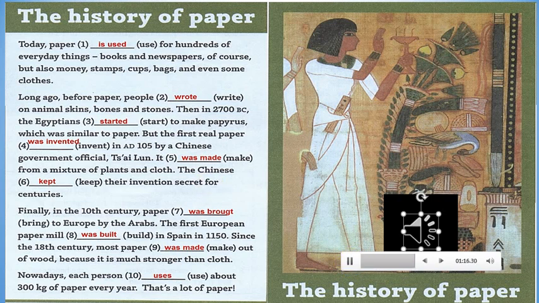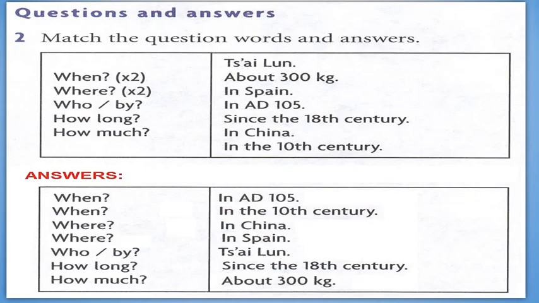So, interesting information about paper. On the same page we have questions and answers. Match the question words and answers. I have a chart with question words in the first column: when, where, who, how long, how much.